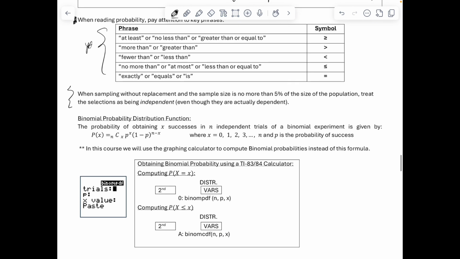Below this, we have the binomial probability distribution function. The probability of obtaining X successes from n independent trials of a binomial experiment is given by a formula there, where X is going to be from 0 all the way to n, and P is the probability of success. However, make sure to look at the stars right below this, and it says, in this course, we will be using a graphing calculator to actually compute the binomial probability instead of that above formula, and that is given down below. So give that box a couple stars.